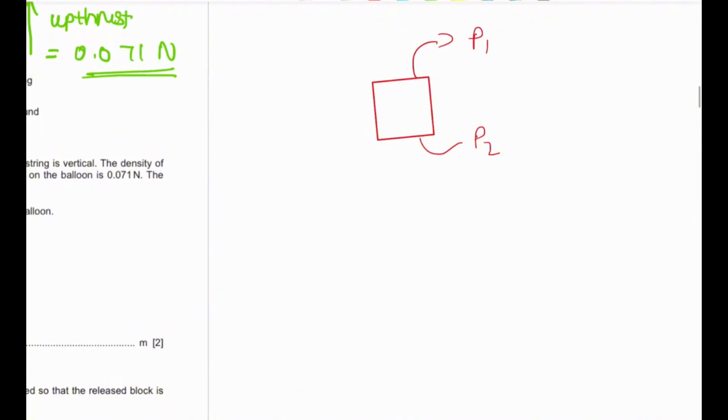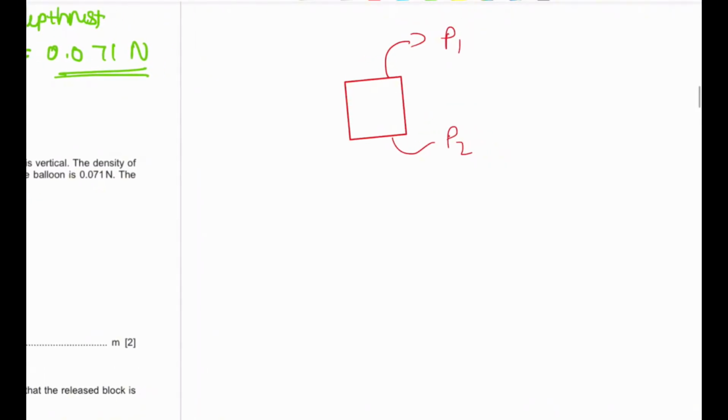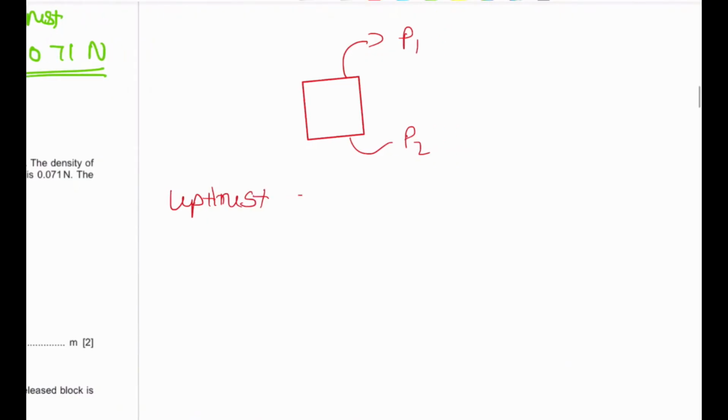But we know that the force at A will be greater than the force at B, okay? So the upward force, the difference in pressures, so upthrust is basically due to the difference in pressures, right? But what do we mean by this?